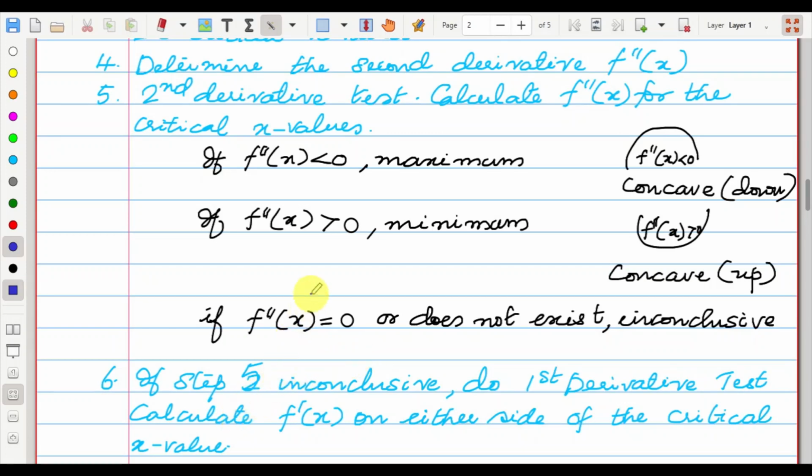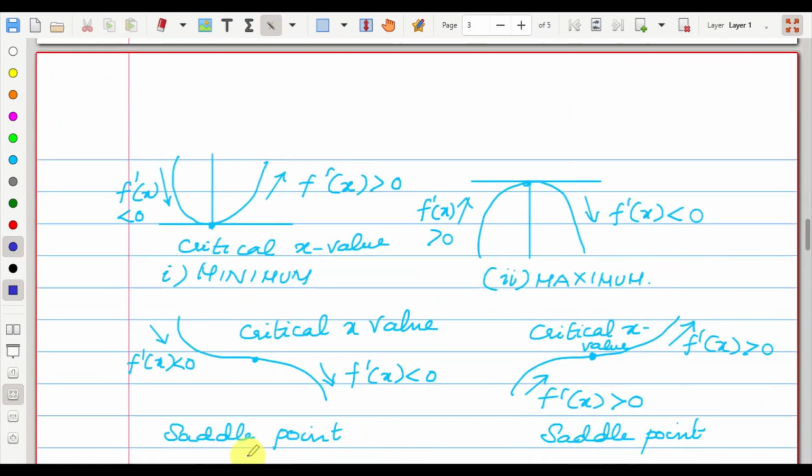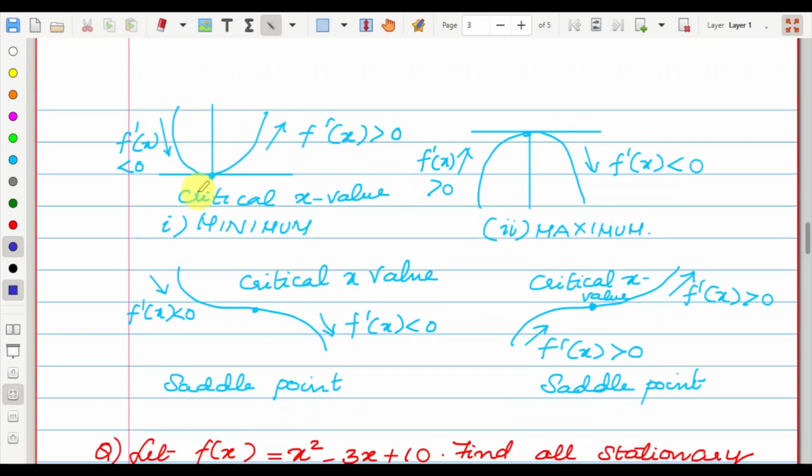In step 5, if we have an inconclusive result, then do the first derivative test. Calculate f dash of x on either side of the critical x value. This is the minimum case. This is the critical value. Here the function is decreasing, f dash of x is less than 0. In this region, f dash of x is greater than 0. So it will be a minimum point.